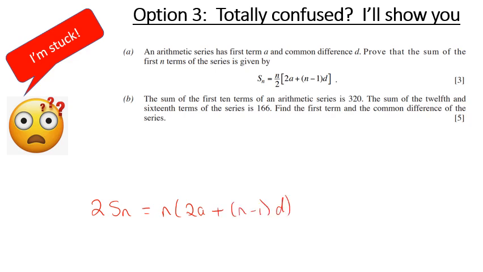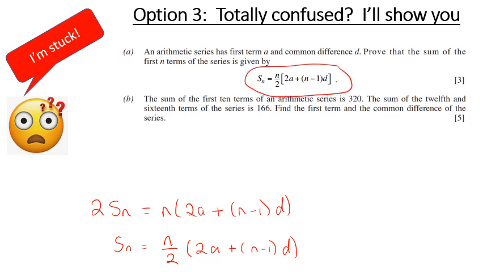That's where I was on the last slide, and I was just saying that the last step is to divide by 2 so that we can get the Sn on its own. So if we divide both sides by 2, we could write this as n over 2 times 2a plus n minus 1 d. And that's the exact formula that we're trying to prove. So there's part A done. I'm going to go on to a new slide now for part B.